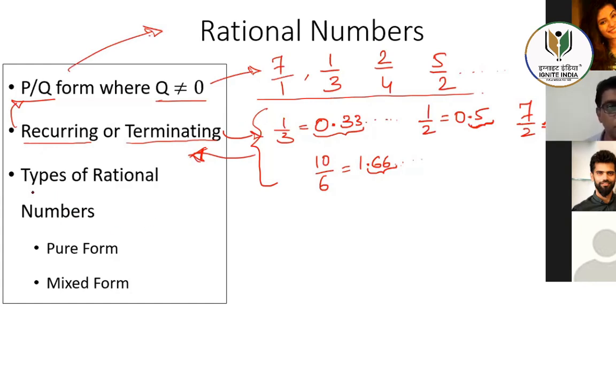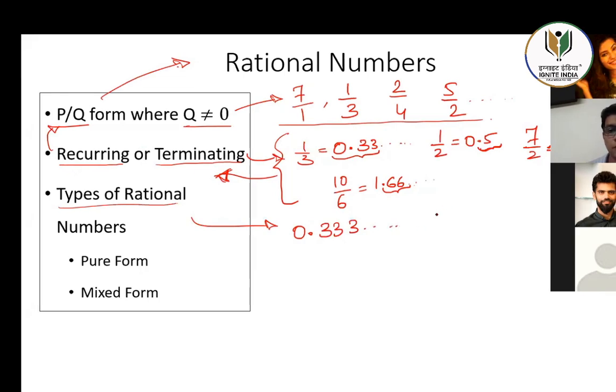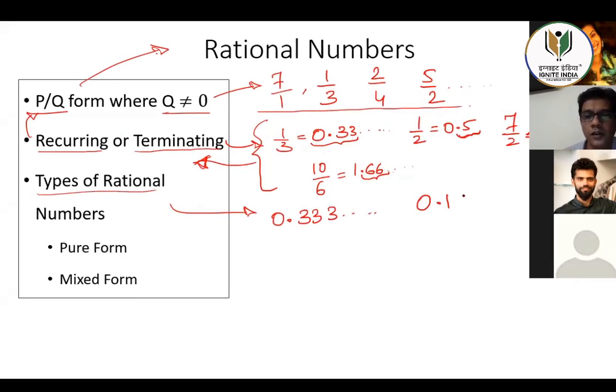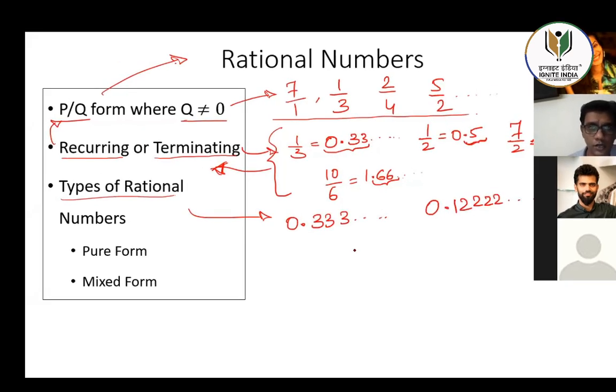So let's look at certain examples of rational numbers here. I know that 0.333 is a rational number. And I also know that if I write 0.12222, they are also rational numbers, right?